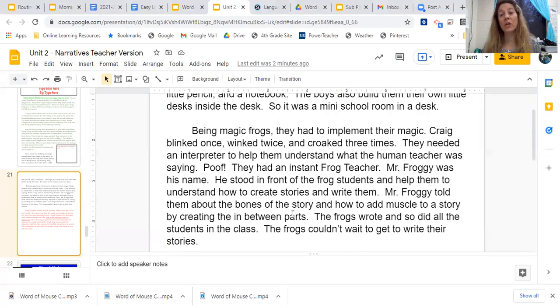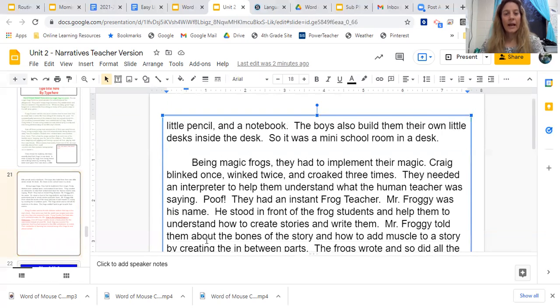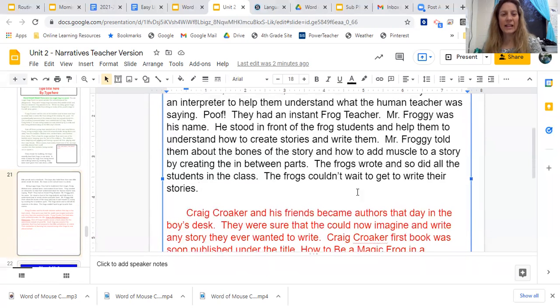Mr. Froggy told them about the bones of the story and how to add muscle to a story by creating the in-between parts and elaborating them and strengthening them. The frogs wrote, and so did all the students in the class. Frogs couldn't wait to get to write their own stories. And I'm going to add there that they were very quick learners. Okay, that's a nice transition to think about how did they become expert writers then.